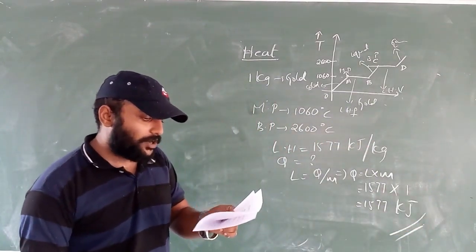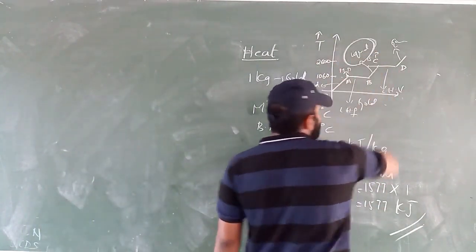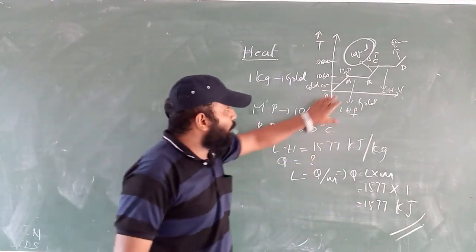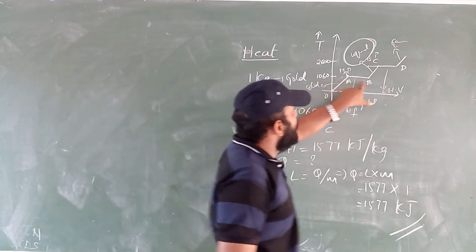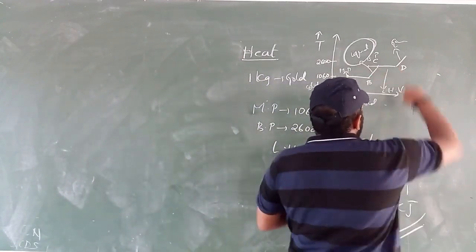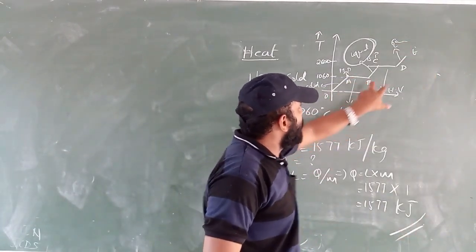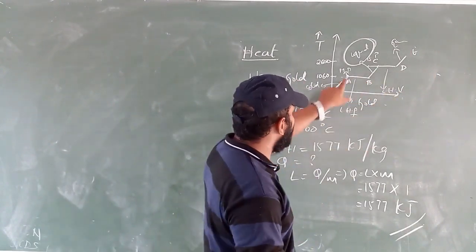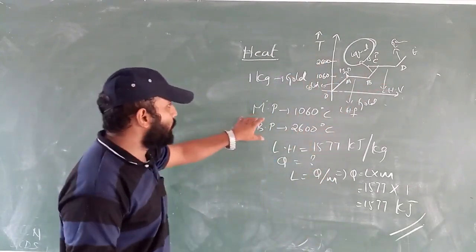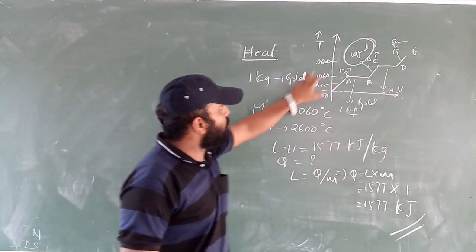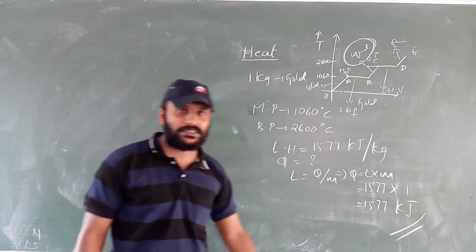Now, what is the state of gold between B and C? As I already told, it is the liquid state. Understood? Very simple. If you know the graph, it is very easy to find the values. The OA part tells about the solid state, the BC part tells about the liquid state, the DE part tells about the gas or steam state. The AB part tells about latent heat of fusion, the CD part tells about latent heat of vaporization. Here the melting point is 1060, the boiling point is 2600, and the latent heat heat is 1577 kilojoules. Understood?